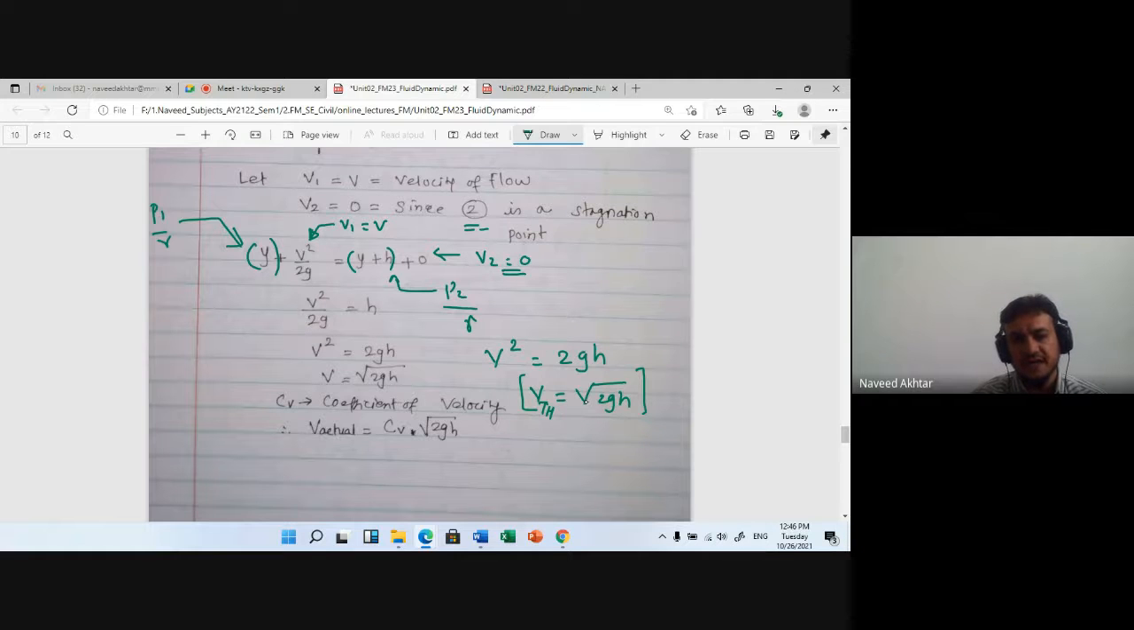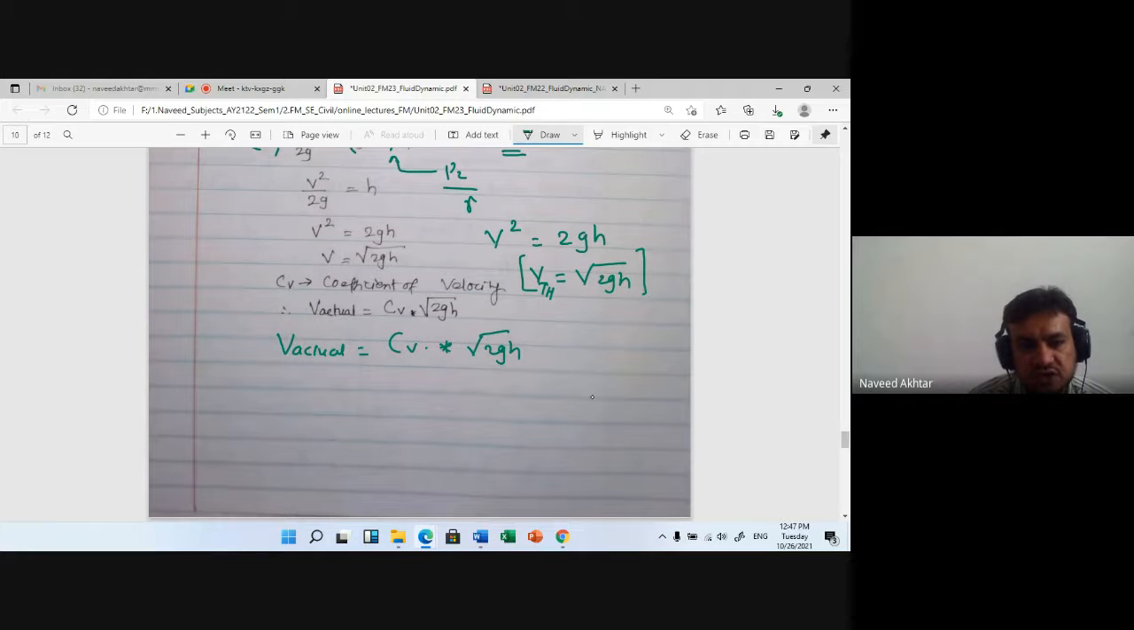And the actual velocity is Cv into the square root of 2gh, where Cv is the coefficient of velocity.